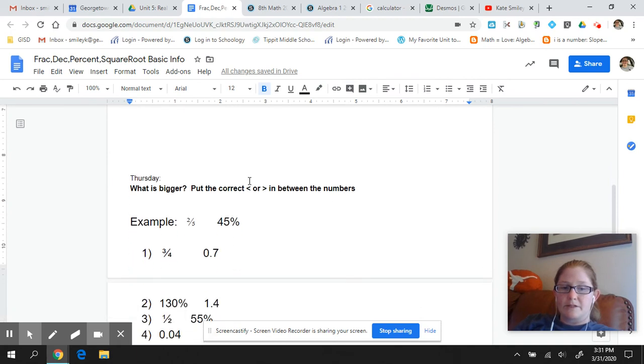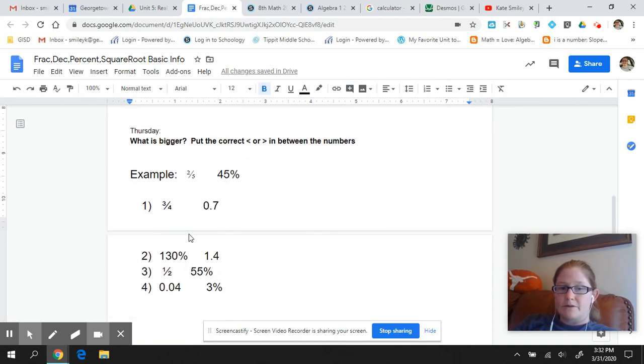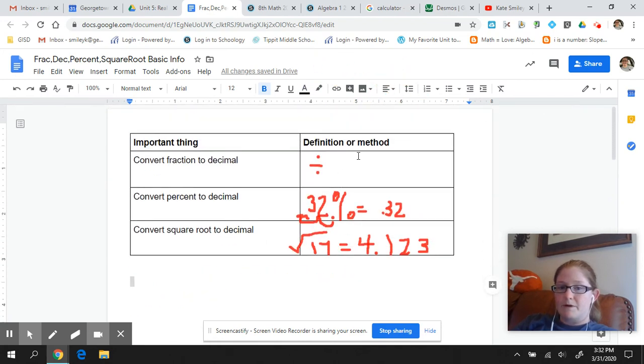This is what we'll do Thursday, where we're going to compare the 2. Which one is greater than or less than? Okay, we would put it in between, or if they're equal to. So that's what we're kind of do on Thursday. We'll compare them. But remember, everything needs to be changed to a decimal.